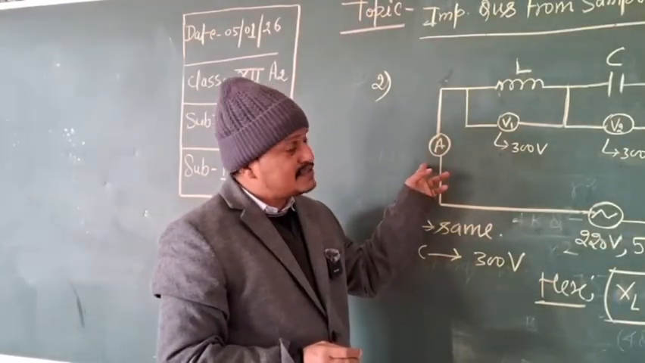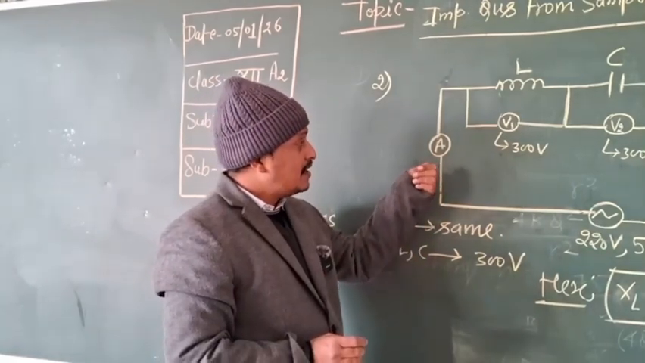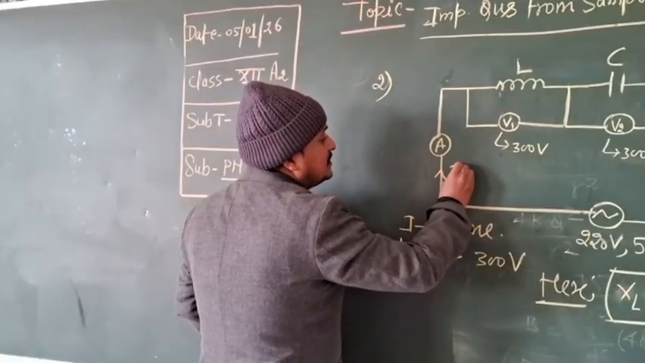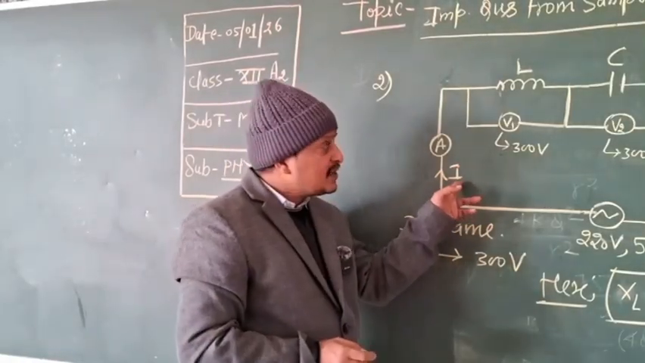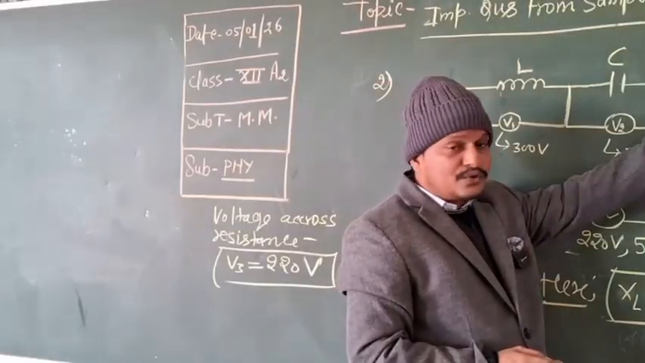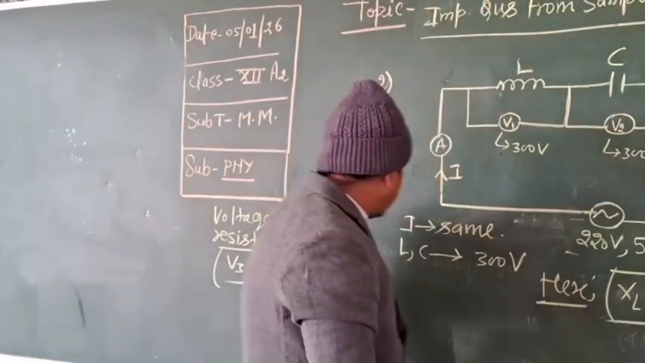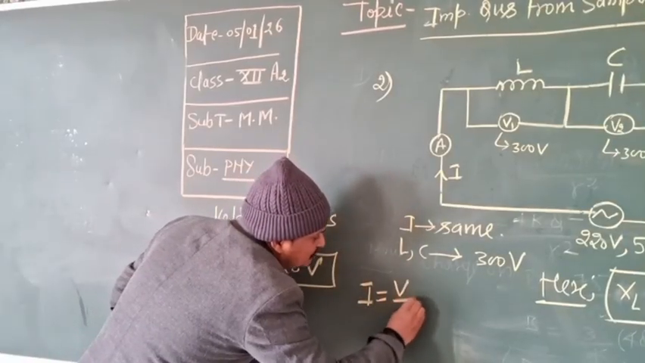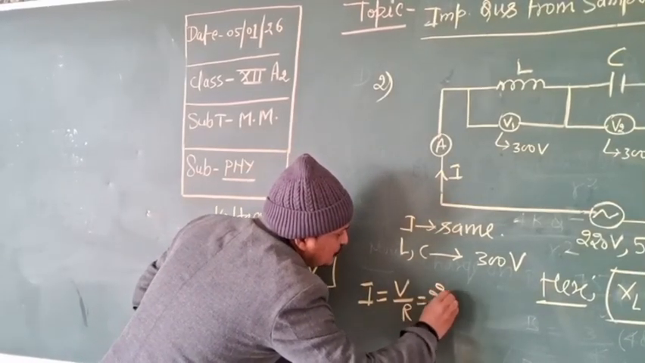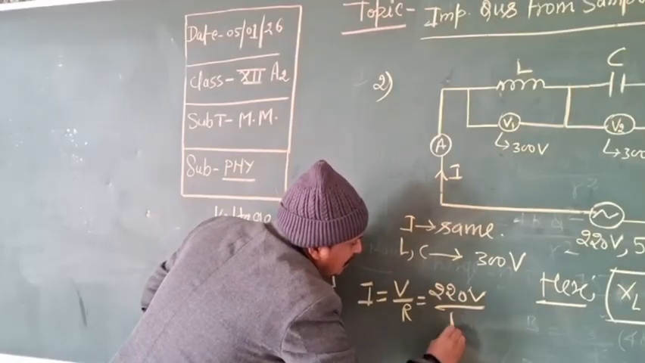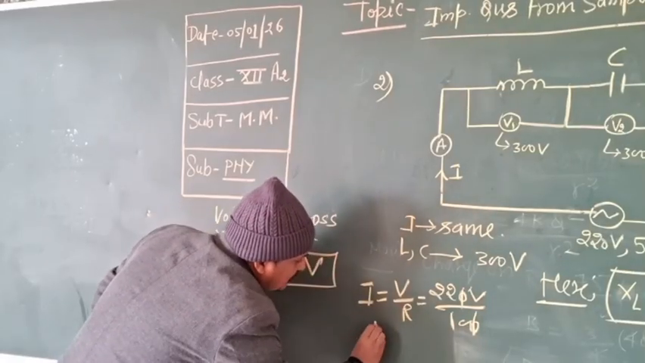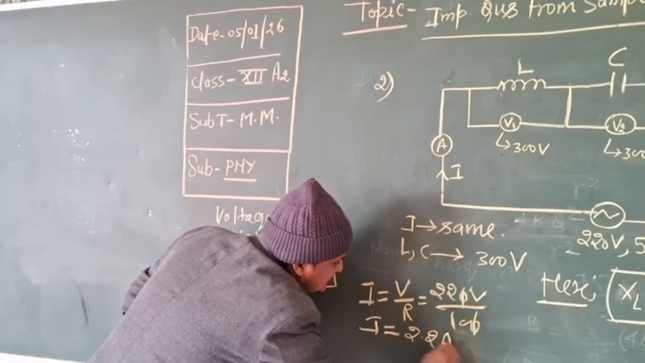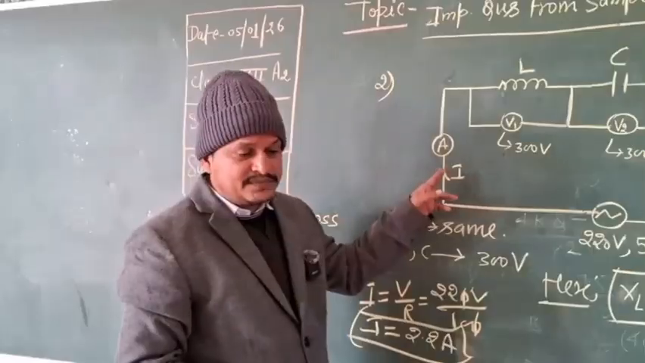Now we will calculate the reading of the ammeter. The reading of the ammeter is the current through the circuit. Let us consider the current through the circuit is I. This current also passes through the resistance R, so I is equal to V upon R, that is 220 volt upon 100. From this you can calculate I will be 2.2 ampere. This is the reading of the ammeter. Okay, thank you.